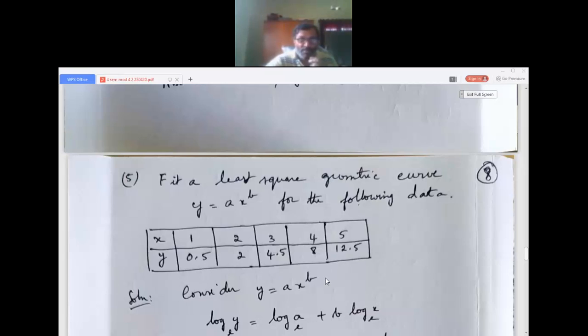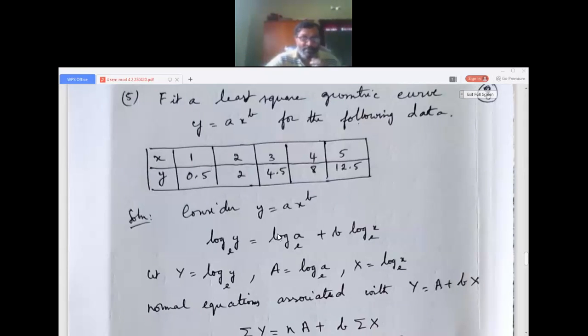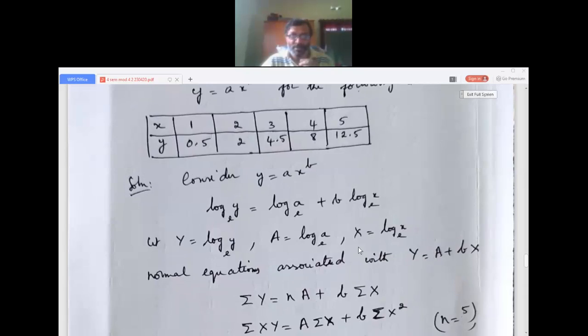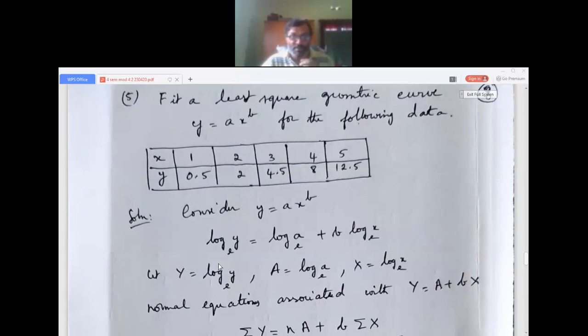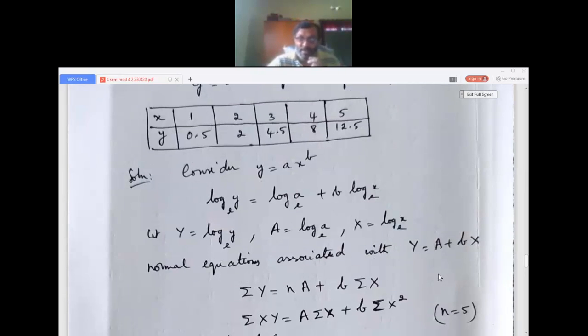Y equals a into x power b. This we have to convert to linear type by using logarithms. Applying log e both sides, we get log y base e equals log a base e plus b log x base e. Take this as capital Y, this as capital A, and this as capital X. The equation will now be Y equals A plus bX. So it is of the first type, a linear equation.